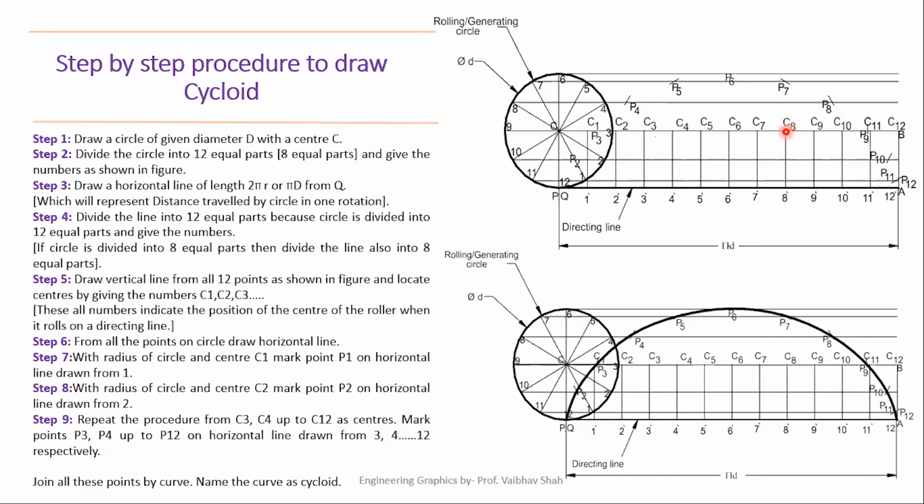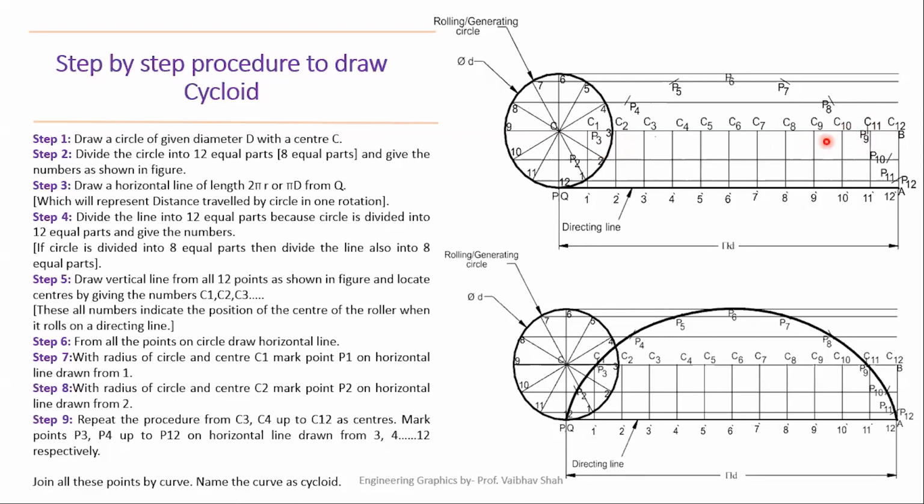From C8, we have to cut the line of 8. So this is point 8, and we have to cut the line of 8 here to get P8. From C9, we have to cut the line of 9. The line of 9 is also the center line of this circle. So we have to cut this center line of the circle, which is also the line of 9, which will give us point P9 here somewhere.